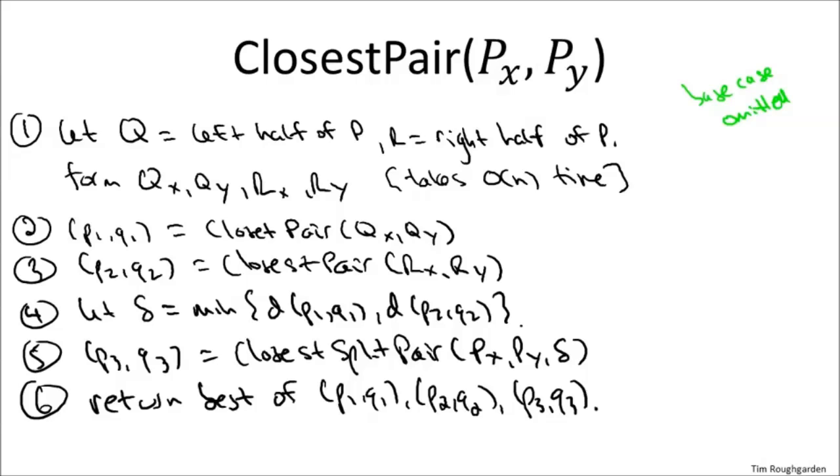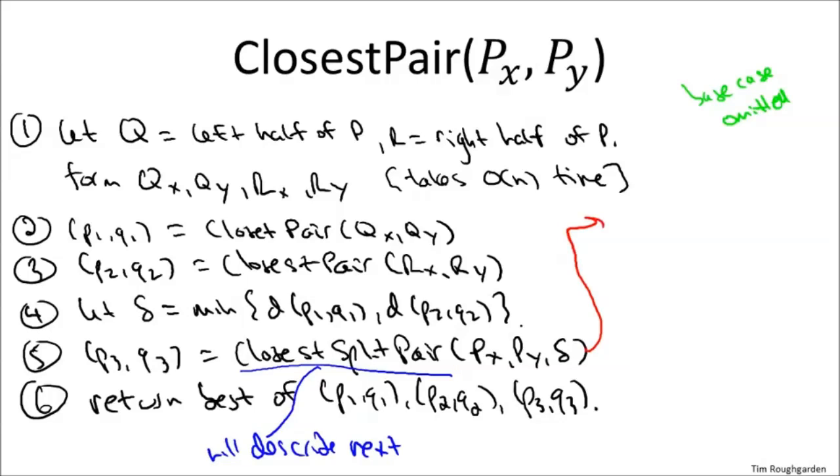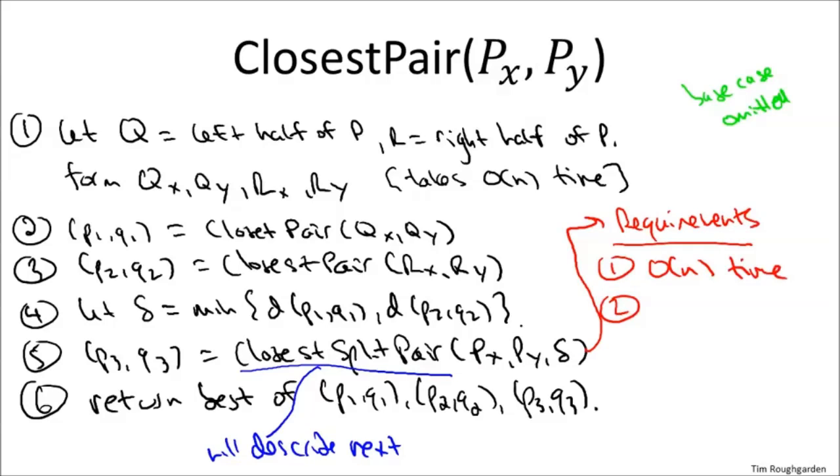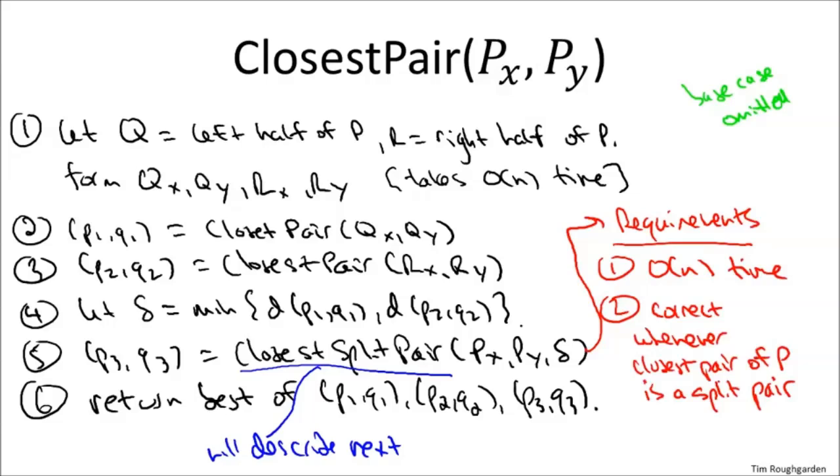Before I describe it, let me be crystal clear on what we're going to demand of this subroutine. What do we need to have a correct and O of n log n time closest pair algorithm? Well, as you saw in the quiz, we want the running time to be O of n always. And for correctness, what do we need? Again, we don't need it to always compute the closest split pair, but we need it to compute the closest split pair in the event that there is a split pair of distance strictly less than delta, strictly better than the outcome of either recursive call.